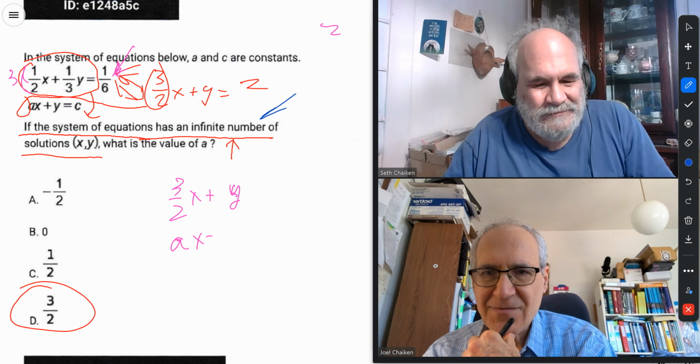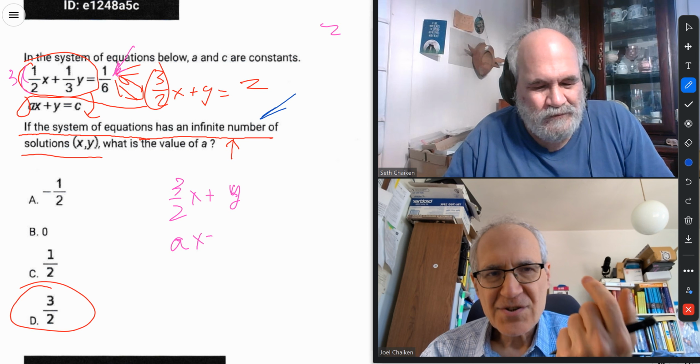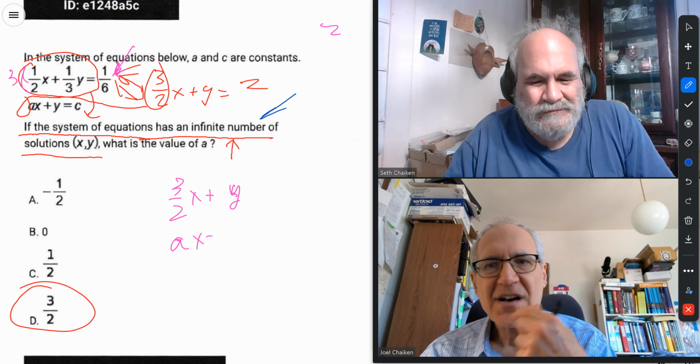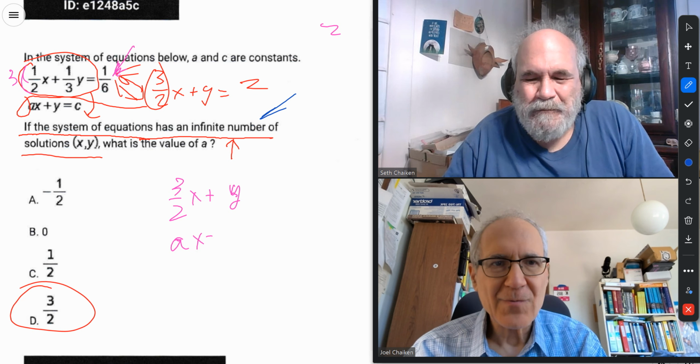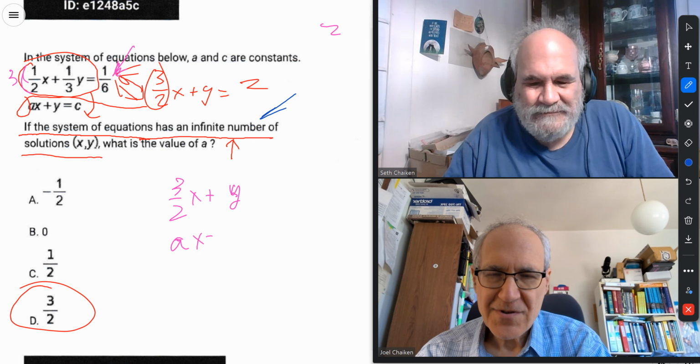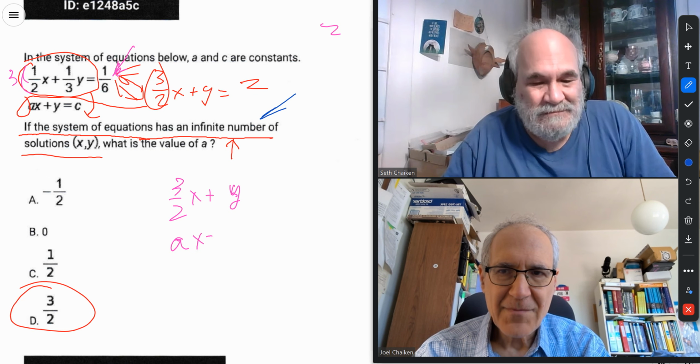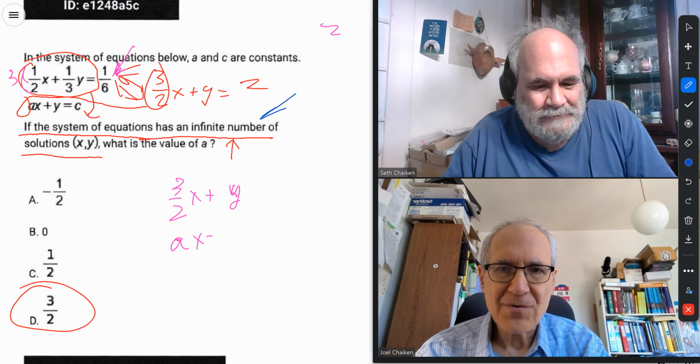Under what conditions do you have one solution to a system of two linear equations? Under what conditions do you have an infinite number, and what conditions do you have no solution? As I said in my beginning, you have an infinite or no solutions when the coefficients of the x and the y in both equations are the same. Seth said when they're proportional. So Seth is technically right.